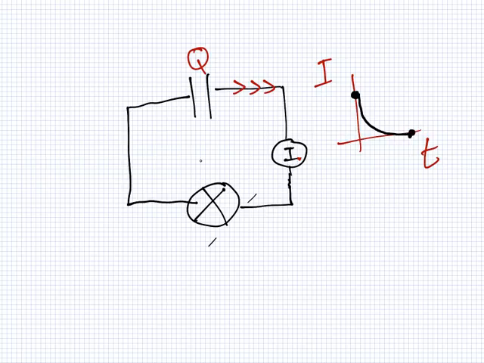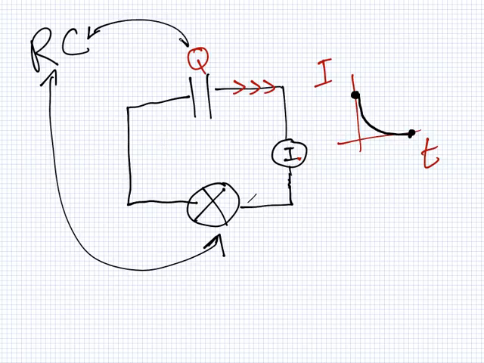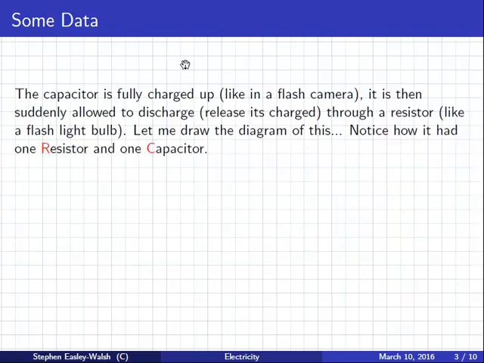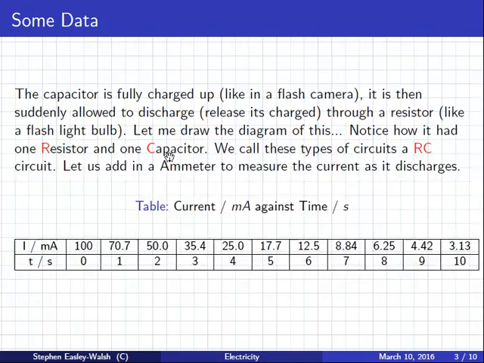Now, this type of circuit is a common circuit. It's called an RC circuit. The R for the resistor and the C for the capacitor. That's why we call it RC. So the R is for resistor and the C is for capacitor. I've already done that. So here is my example of some data when the capacitor is discharging through the resistor.